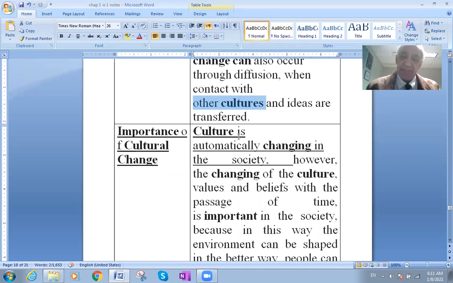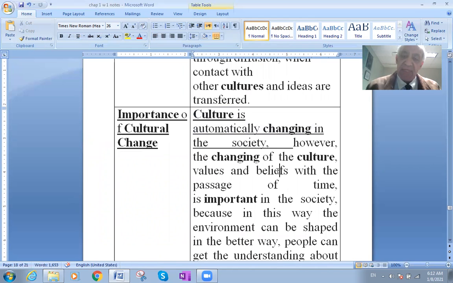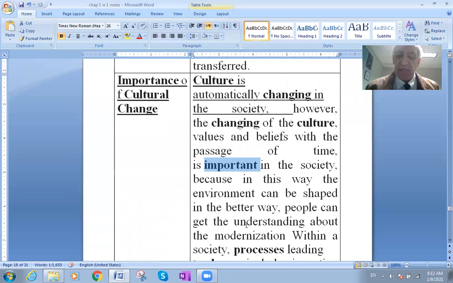Importance of cultural change. Culture is automatically changing in the society. However, changing of the culture, values, and beliefs within the passage of time is important. It's important that the culture will not always be constant in the society, because in this way the environment can be shaped in a better way. In all of humanity, the world is moving into better. Always, it's moving into better. It never goes backward.